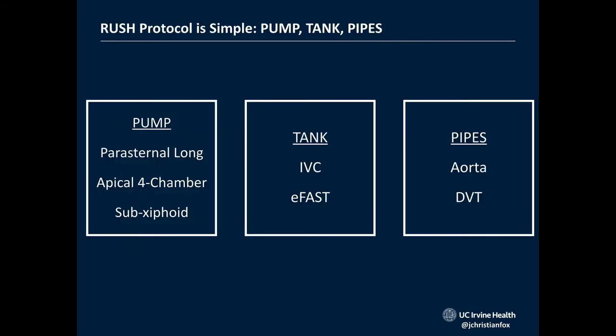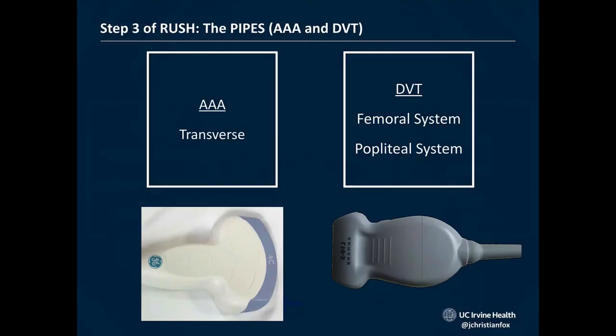Okay, so where are we at with all this? We talked about the pump and the tank, and we just finished the IVC and the eFAST, including pneumothorax. Good. Now we're on to the pipes. Finally, we're almost done. The pipes, the aorta and the DVT. How do we do that again? All right, well, with the aorta, we're looking for a ruptured pipe, a ruptured AAA, abdominal aortic aneurysm. And we do that in the transverse plane.